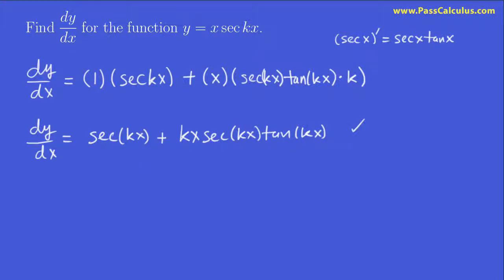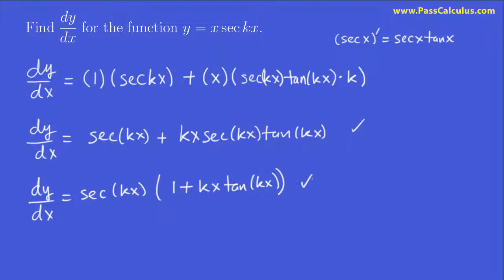That's good. It is tempting, though, to factor the secant kx to the front. Why don't we do that just to see how it looks? So it would be secant kx times 1 plus kx tan kx. And that's a good answer as well.